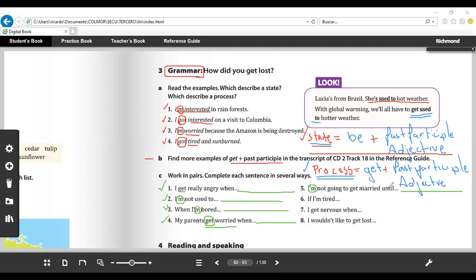I'm not going to get married until I finish or I achieve all my goals.